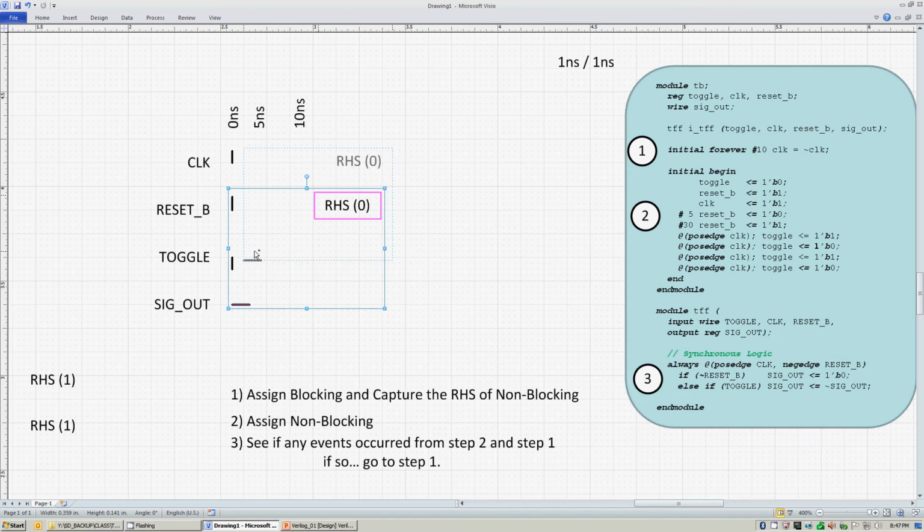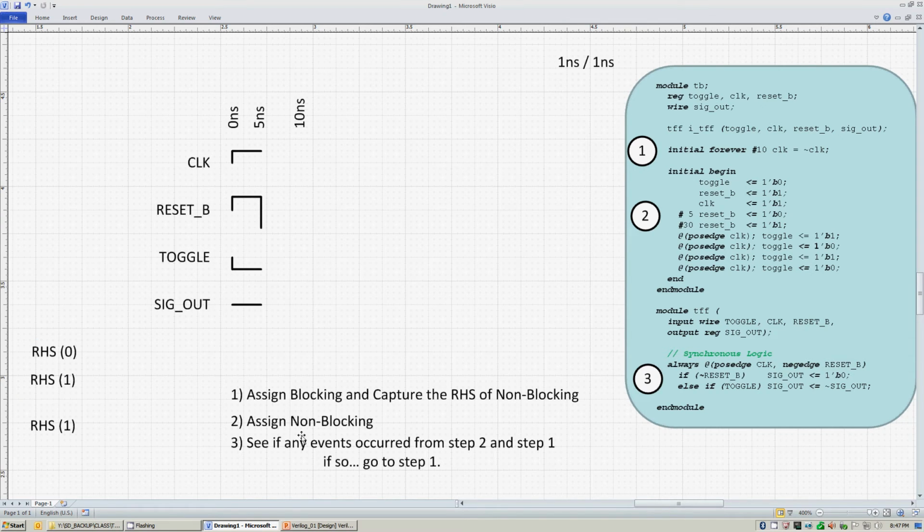So 5 nanoseconds later, reset goes to 0. It went from X to 1 to 0. Toggle went to 0, and there we go. Sig out was 0 until here. Clock went to 1. So now we're just completing the waveform, basically drawing it out. Now we've assigned the right-hand side of that.